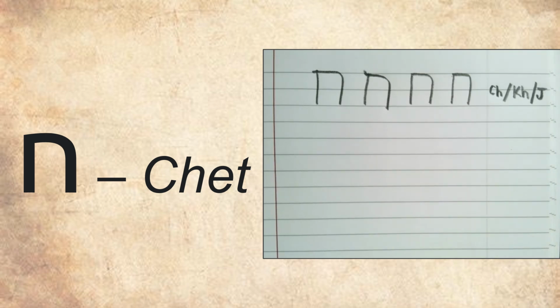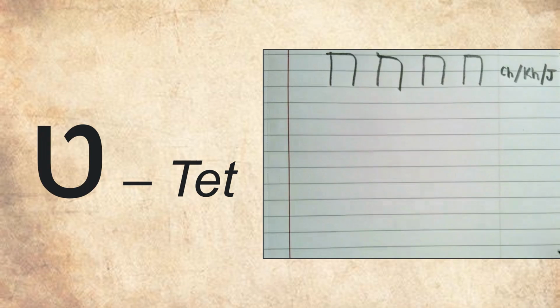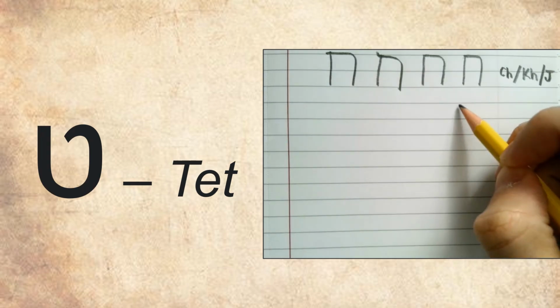For example, in the word for spirit or wind, ruach. A lot of people say it the wrong way, but it's ruach. Okay, so the chet is very important. Try to get that down. Then we have the letter tet, which is kind of a fun one.